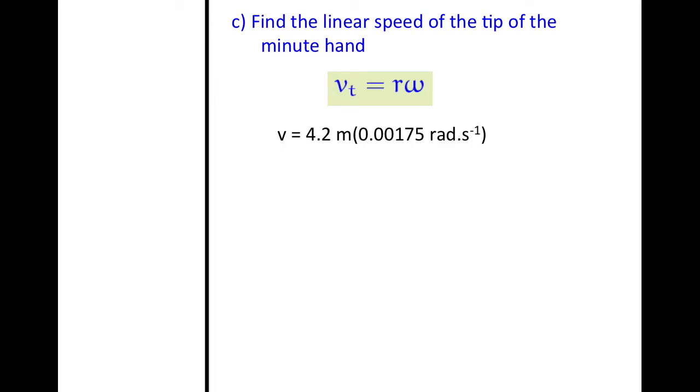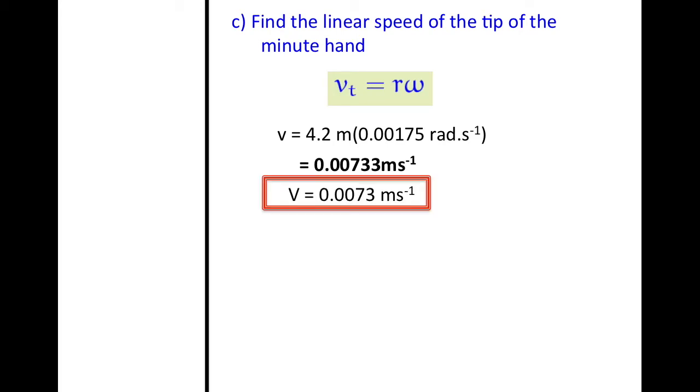When you solve for the tangential speed, you get 4.2 meters times the angular speed, which we've already found in a previous part of the problem, being 0.00175 radians per second, giving us a speed of 0.00733 meters per second. When we take into account significant figures, we get 0.0073 meters per second.